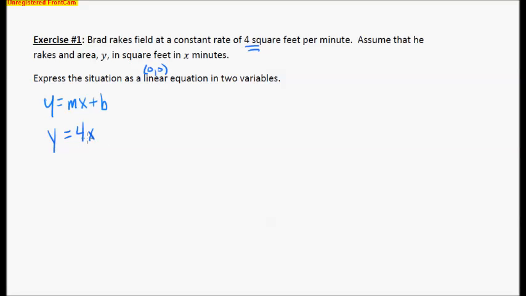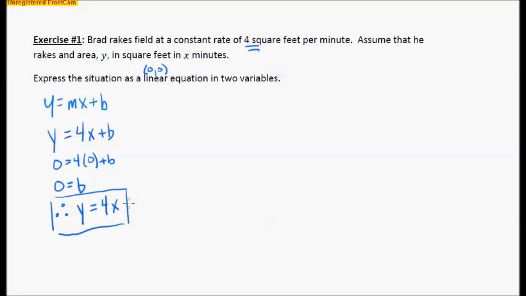If I plug a 0 in for y and x, this part is just going to be 0, and so I can drop that out. So that really means that b is equal to 0. My equation can then be simply y equals 4x plus 0, but I don't really need to write that plus 0 there. So there's my equation of this line.